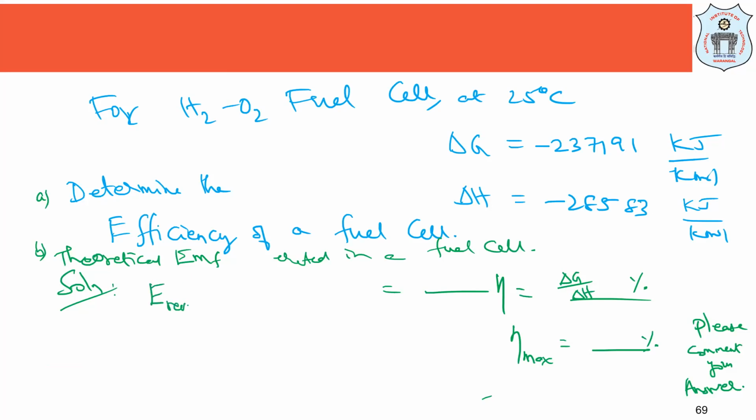EMF reversible, or EMF of the cell, is given by, remember, delta G is equal to minus NFE. I told you already, delta G equal to minus NFE, where E is E reversible or E of the cell. Rearranging, E reversible is equal to delta G by minus NF, where N is the number of electrons involved in the reaction and F is the Faraday constant. So what is the value? Can you calculate and tell me?